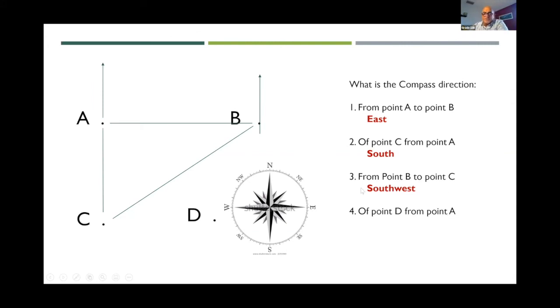And finally, what is the compass direction of point D from point A? Notice I emphasize the word from point A. So Kadisha, well done. Who else? Anyone else? Yes. Good job, guys. All right. Excellent. So again, A is our starting point.